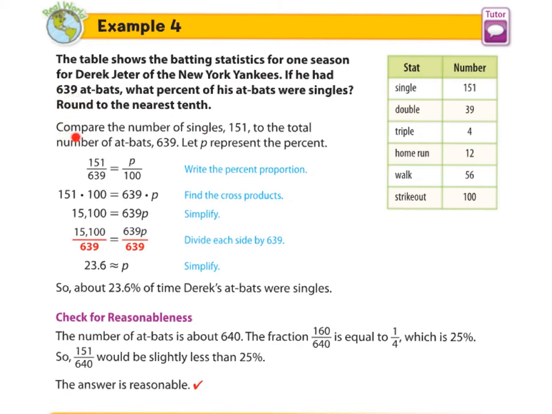Now they're telling us to compare the amount of singles he got, which is 151, to the total number of at-bats, which is 639. So it's 151 out of 639. You can see it here. And we're looking for what that is in percentage. So we can put the P there over 100. You can cross product, and then in order to isolate the P, we have to do division property of equality on both sides. So we had an average of about 23.6% single when he was up at bat.